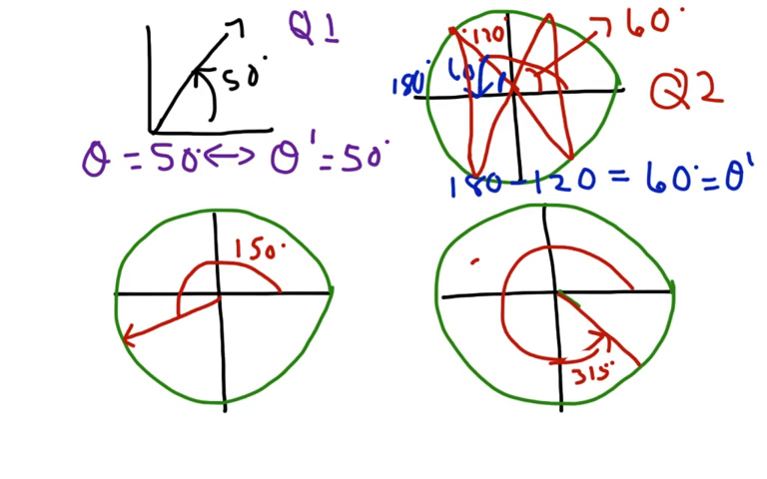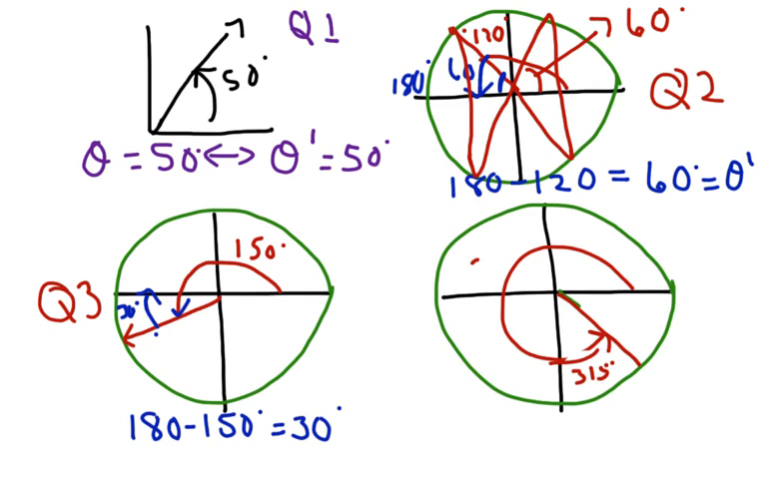Quadrant 3, we want the reference angle. In this case, we're in quadrant 3. If we draw up to the x-axis, the terminal side is at 150. When you go up, you get 30 degrees. Or basically, we're going to take 180 minus 150 degrees, and we're going to get 30 degrees.